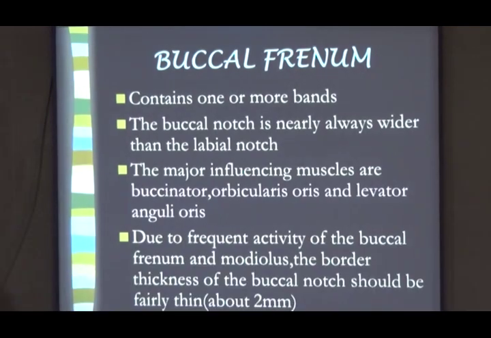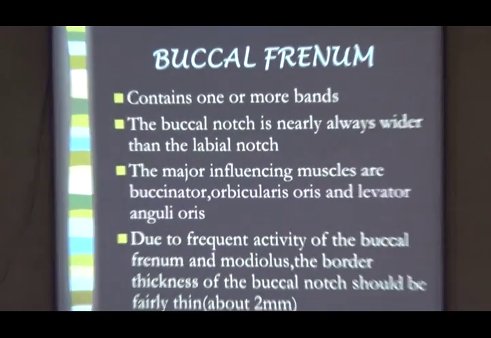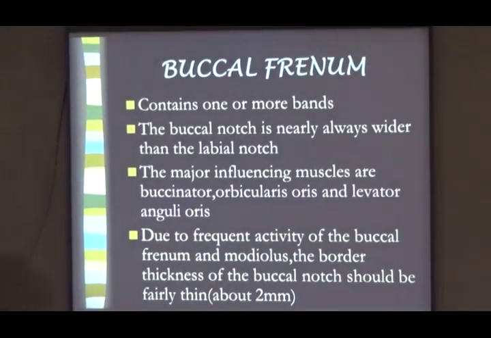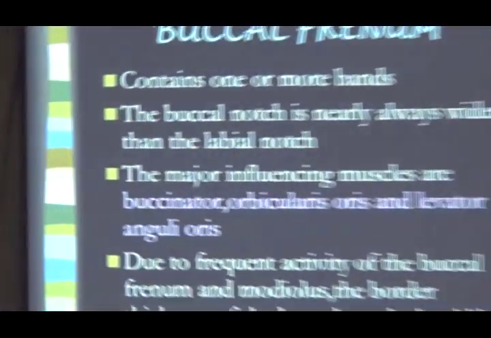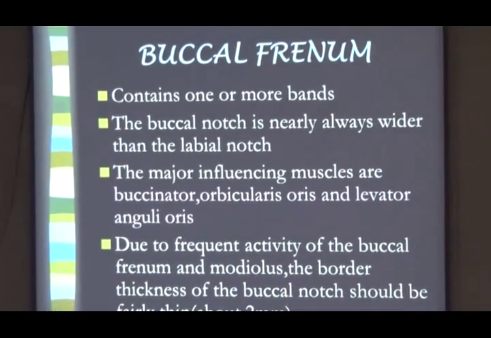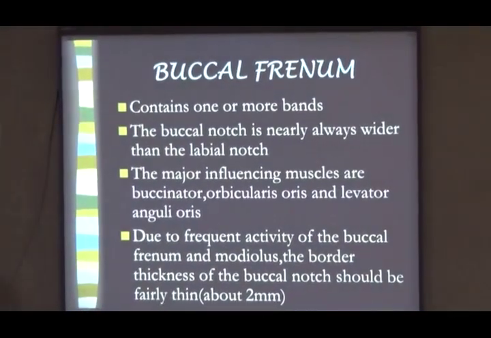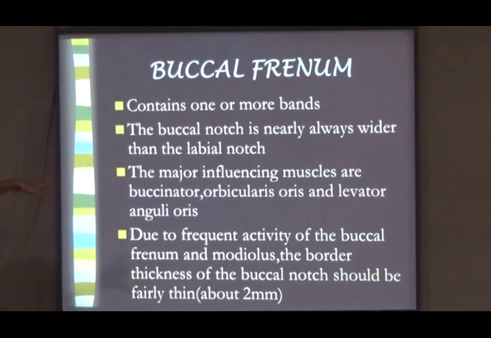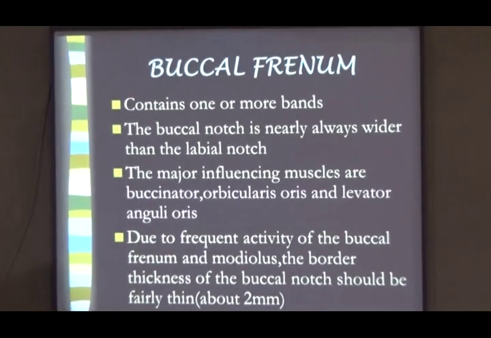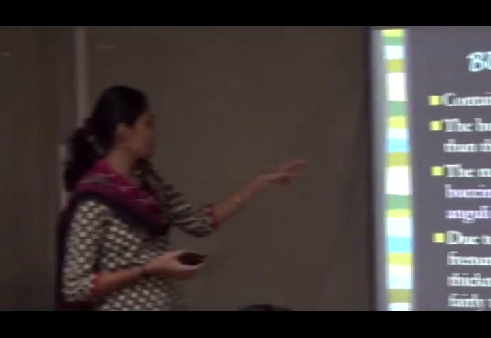Labial vestibule. Buccal frenum contains one or more bands. Corresponding to the buccal frenum area, you get a buccal notch in your impression or in the denture. The major muscles in this area are buccinator, orbicularis oris and levator anguli oris. Here the levator anguli oris will act from below the frenum, orbicularis oris from front and buccinator from behind. So there are three muscles in the area of buccal frenum.